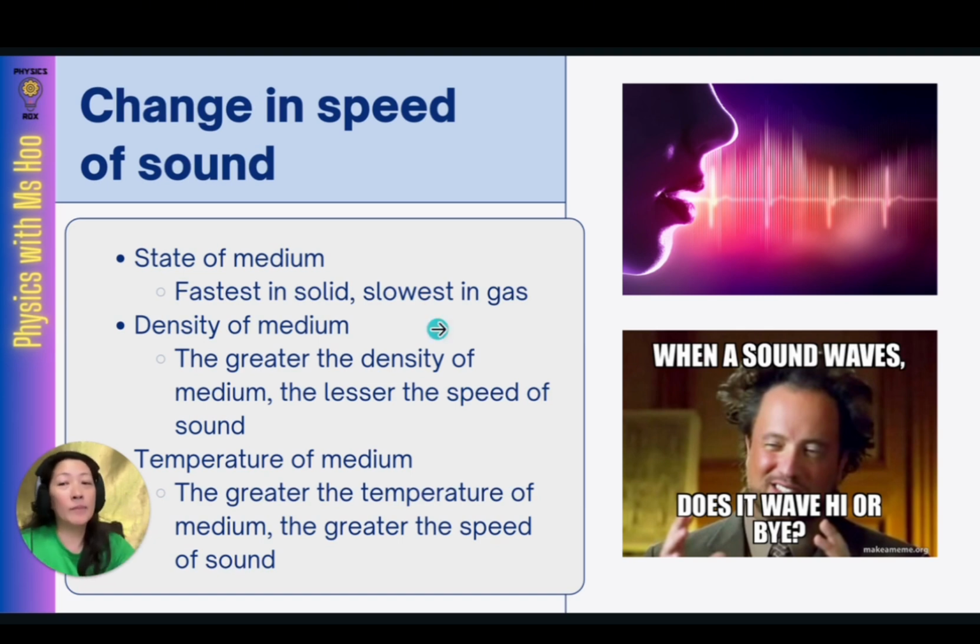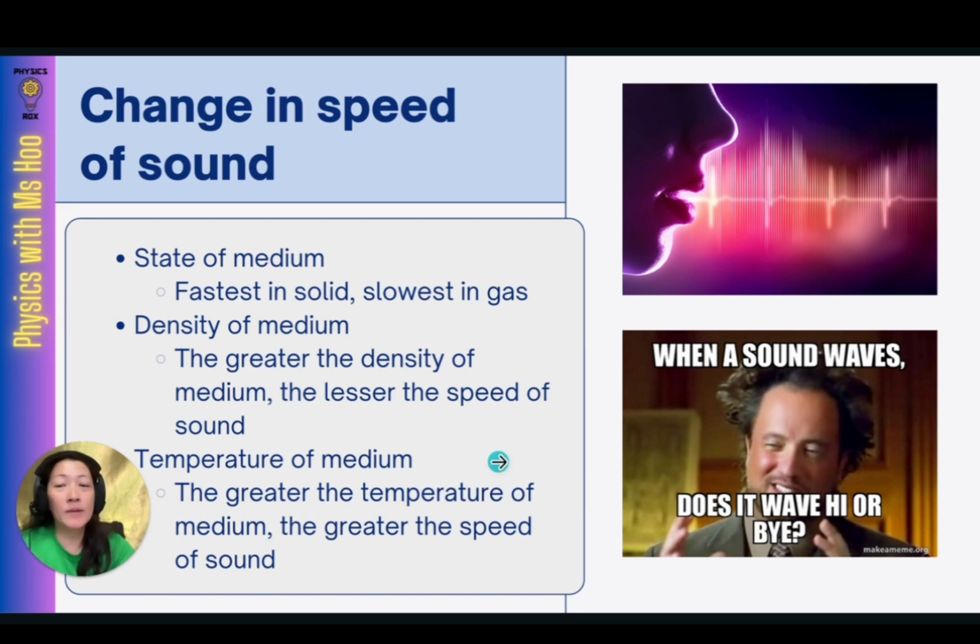The density of the medium is also a factor. The greater the density of medium, the lesser the speed of sound. This is because when the density is greater, it means that the particles are heavier in the same volume. So when they're heavier, it's more difficult to transfer energy from one particle to another. That's why the speed is slower.